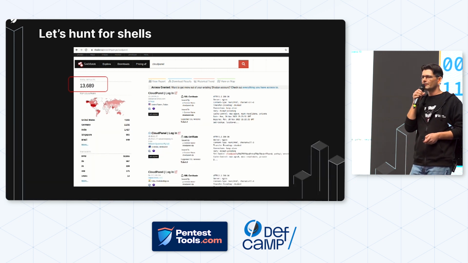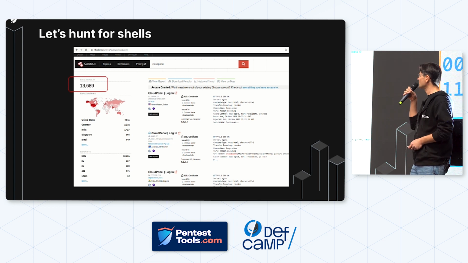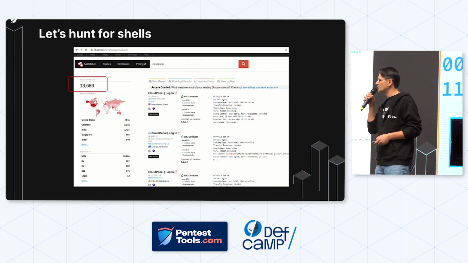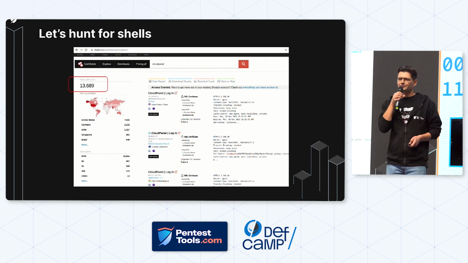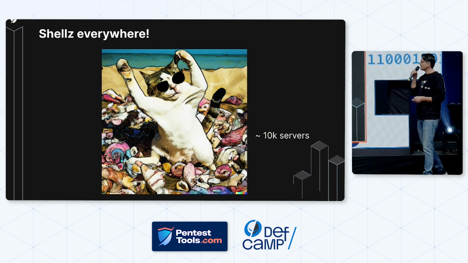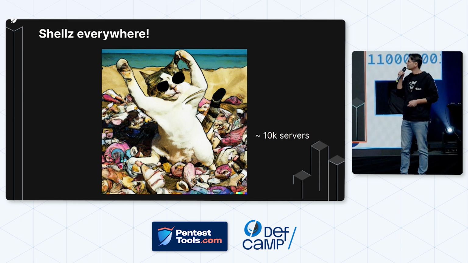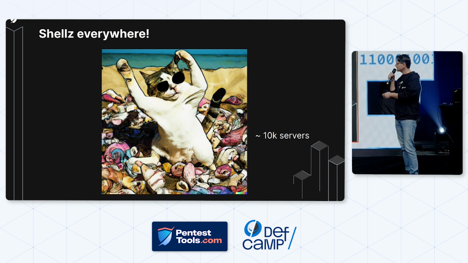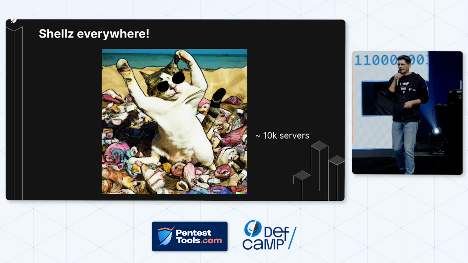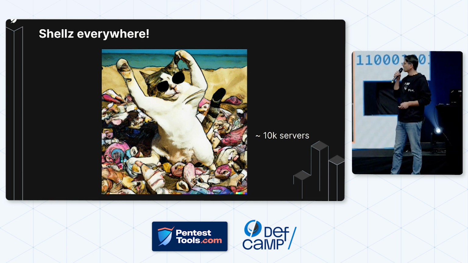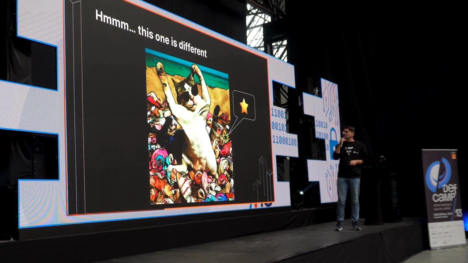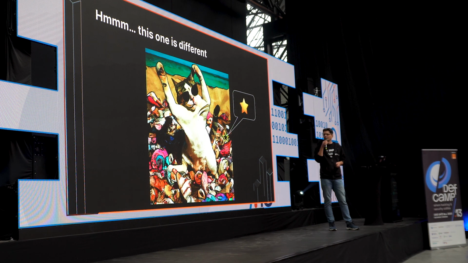He found out that there were more than 13,000 Cloud Panel instances spread all over the internet, and he just ran the exploit against all of them. And after waiting for some time, he found himself over a pile of shells. Shells everywhere. About 10K servers vulnerable to Cloud Panel. And after that, he started digging through the data. He found out that one of them was interesting.